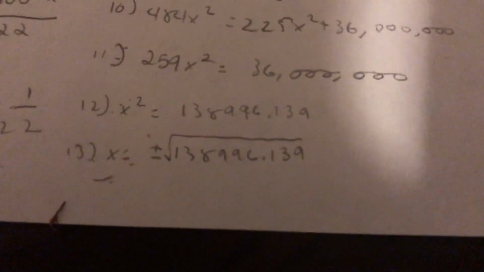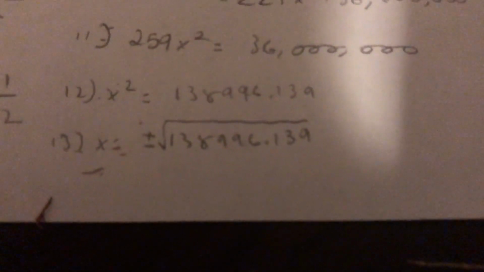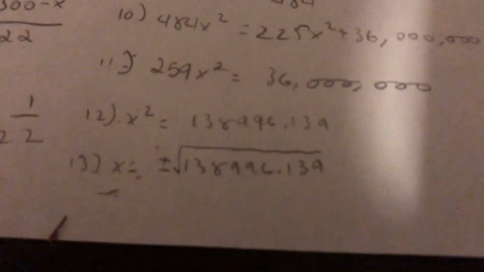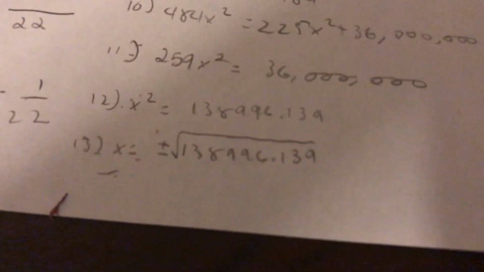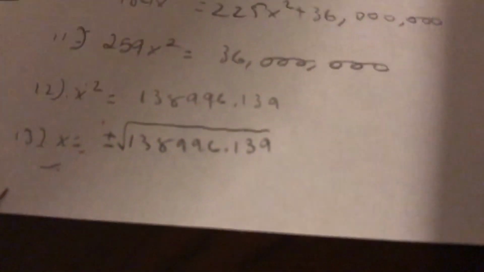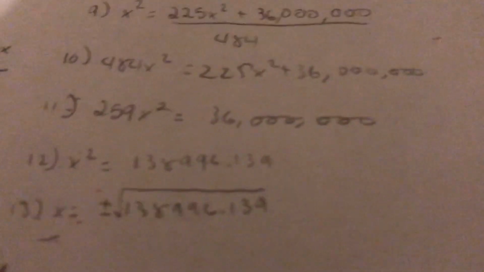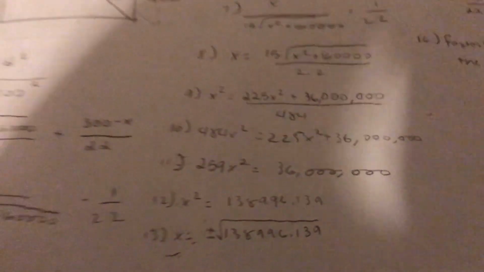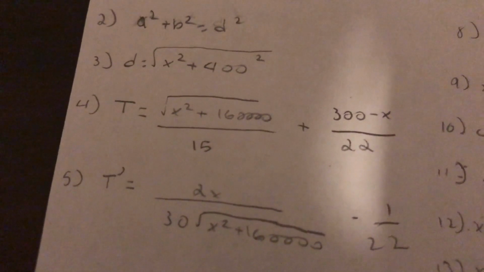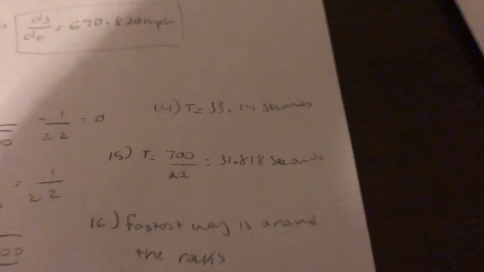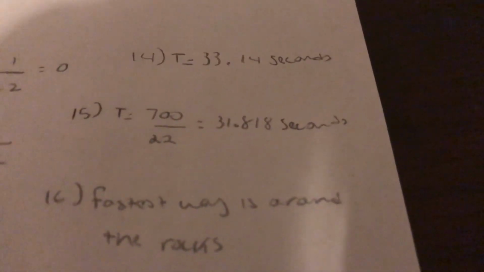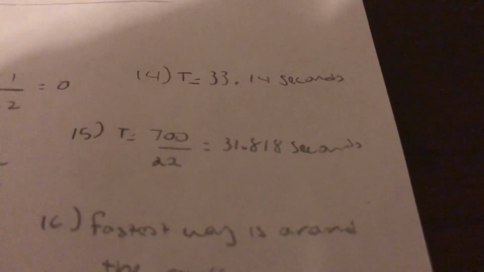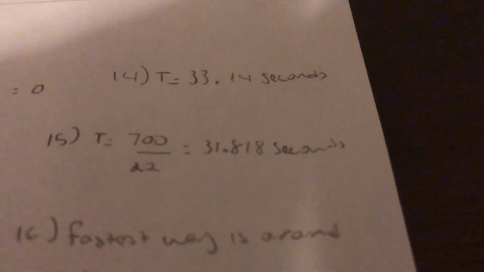Then whenever you solve for x, you get x is equal to plus or minus the square root of 138,996.134. That's all in the calculator. You can save it; it doesn't have to be that decimal. But then if you plug that back into this time equation, you get that the time going through the rocks and then to the Omey would take me 33.14 seconds.